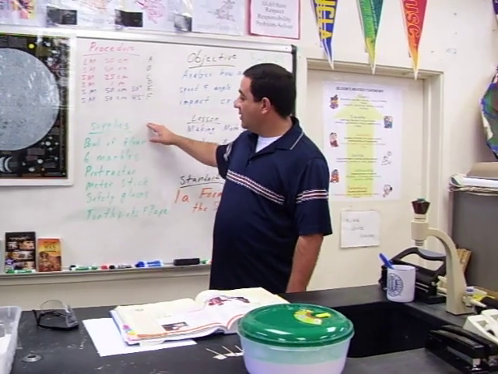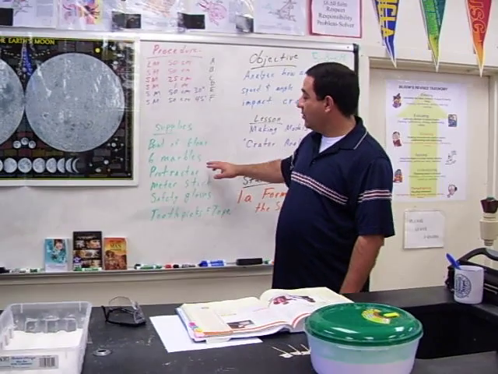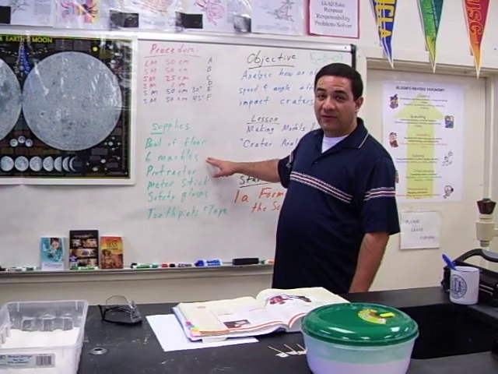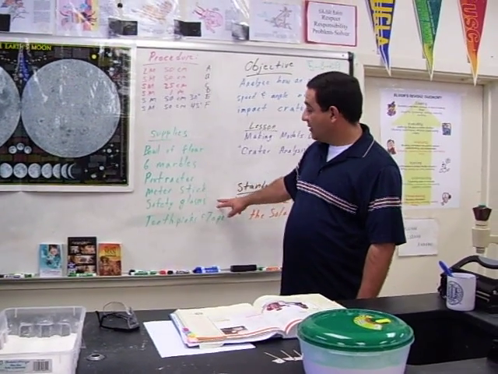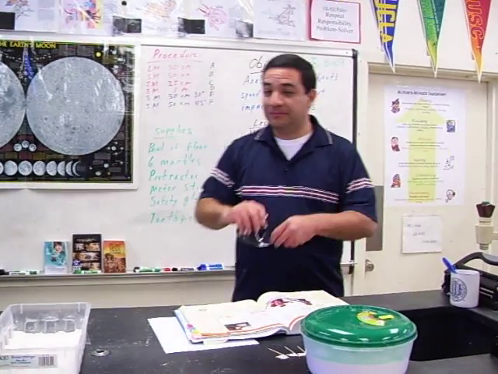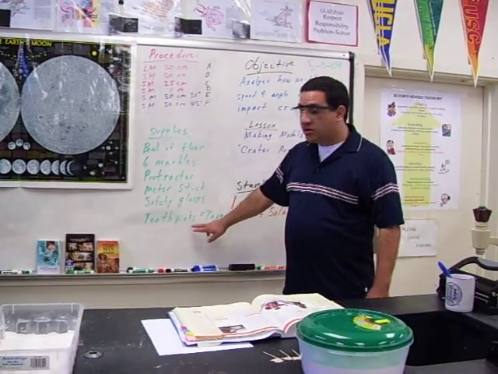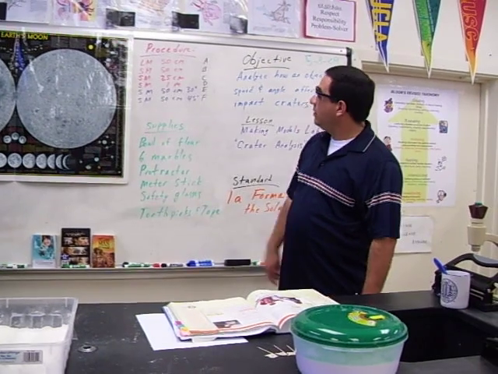The supplies we're going to need are a bowl of flour, 6 marbles, 1 large and 5 small, a protractor, a meter stick, safety glasses or goggles, toothpicks, and tape for making our little flags.